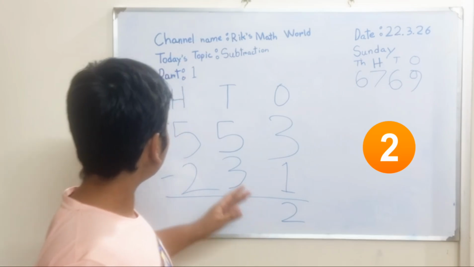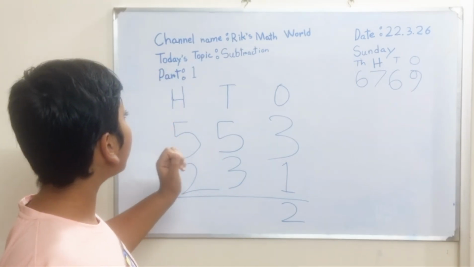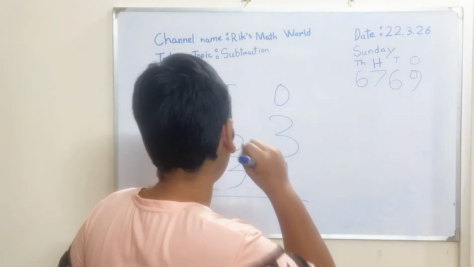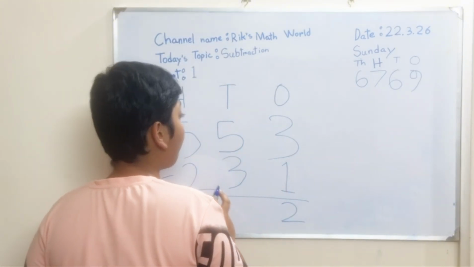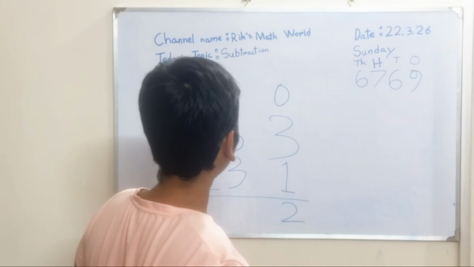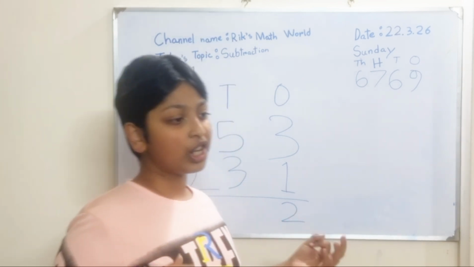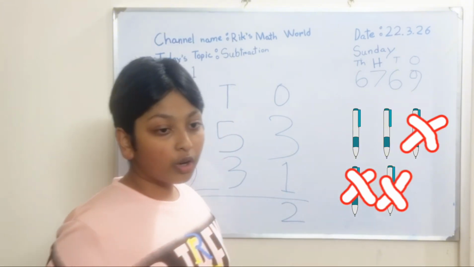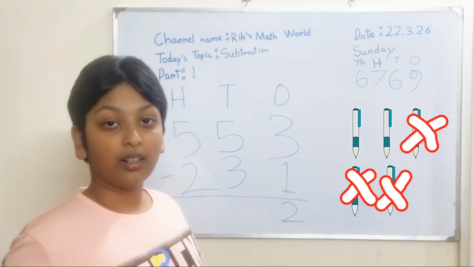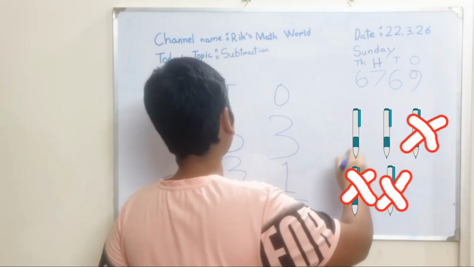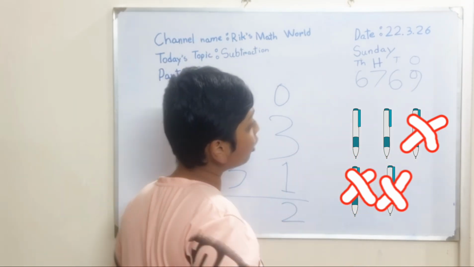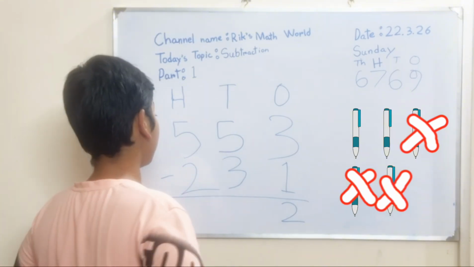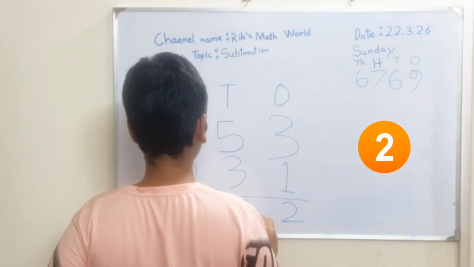So now we will move ahead to the tens place. Here it is written 5 minus 3. So think that you have 5 pence and you want to give 3 of them to your father. So how many remain? 2 pence. So we write here 2.